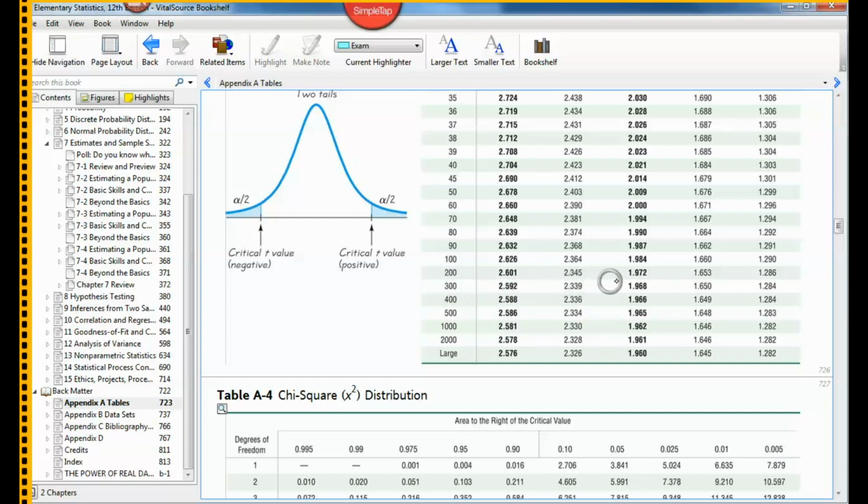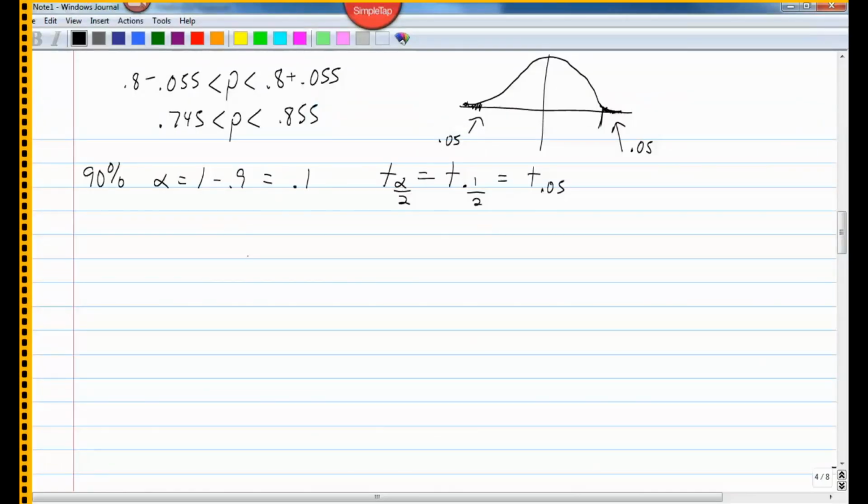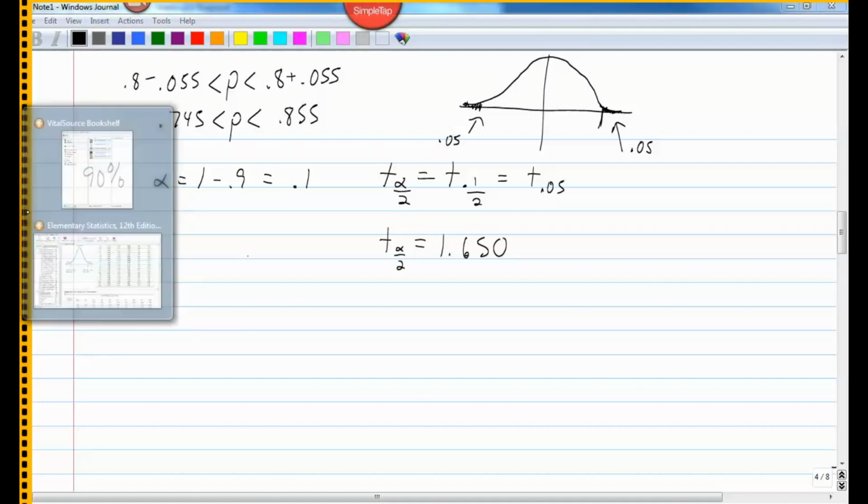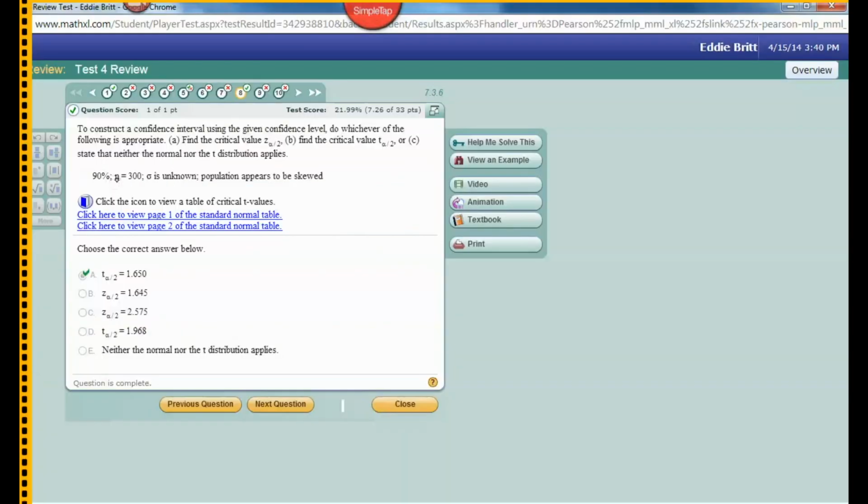Now remember which column we were in? We're in this column right here. So 300 over to that column is 1.650. So that is your critical t-score, 1.650. My critical t is 1.650 right there.